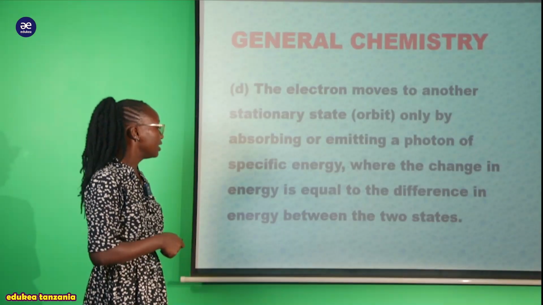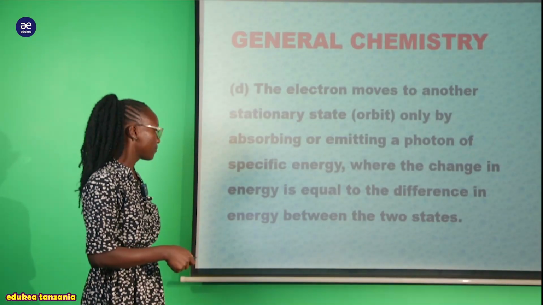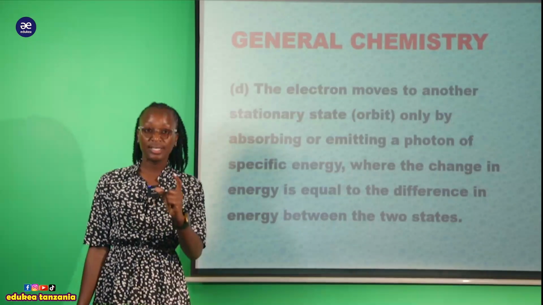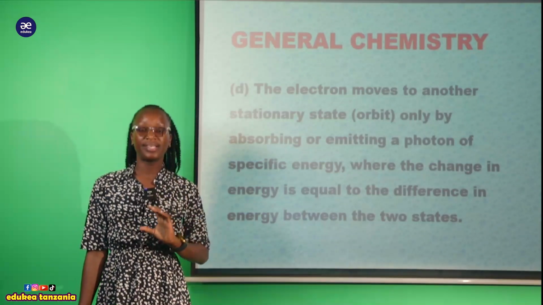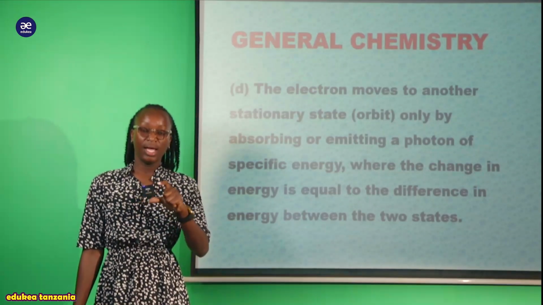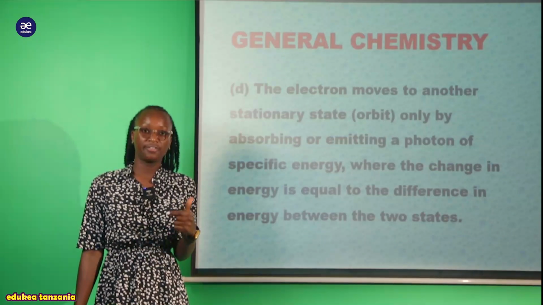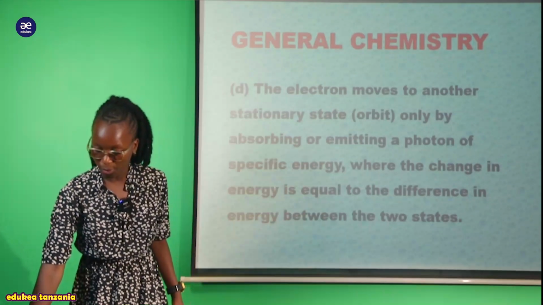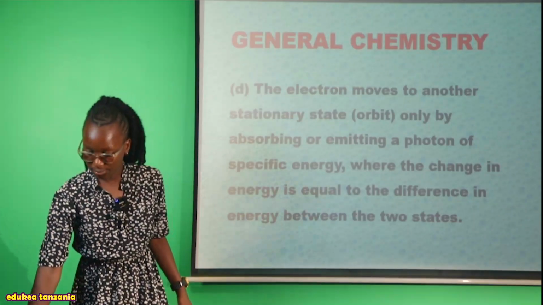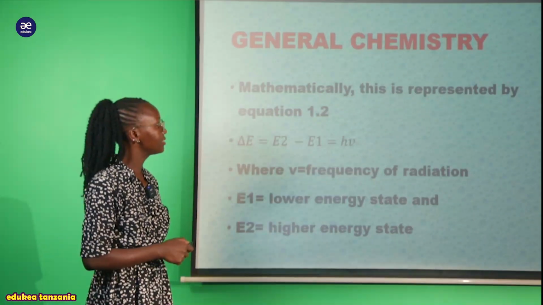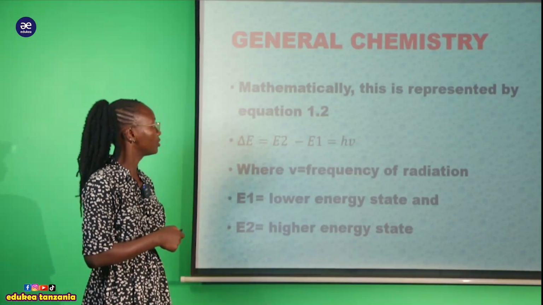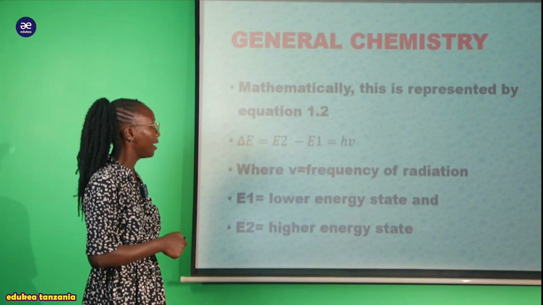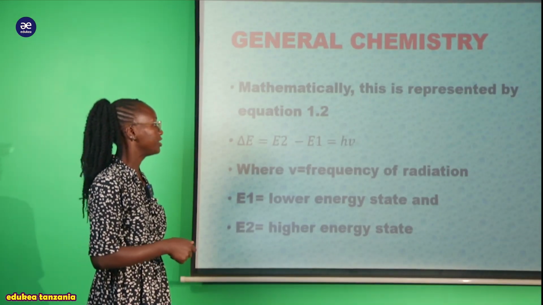where the change in energy is equal to the difference of the energy between the two states. Kwamba change in energy itakuwa ni tofauti iliyopo kati ya zile energy mbili katika ile origin or stationary phase and another phase ambayo imemove kwenda hapo. So mathematically this is represented by equation 1.2 ambapo tunaona kwamba change in E is equal to E2 minus E1 which is equal to hv.